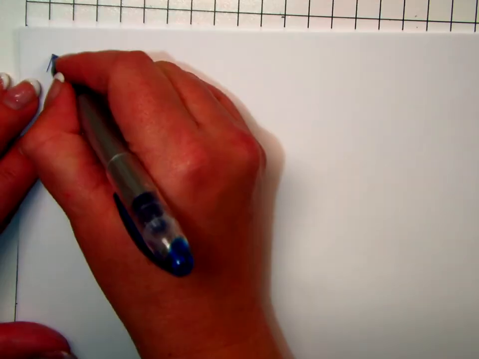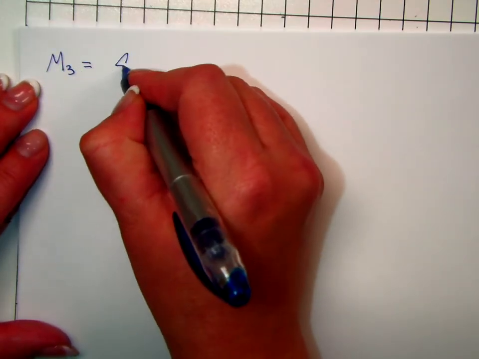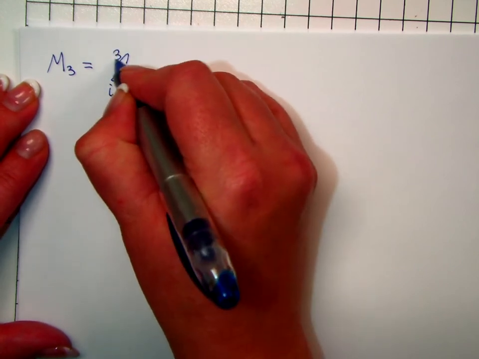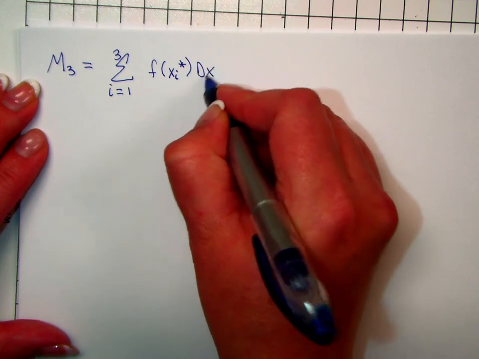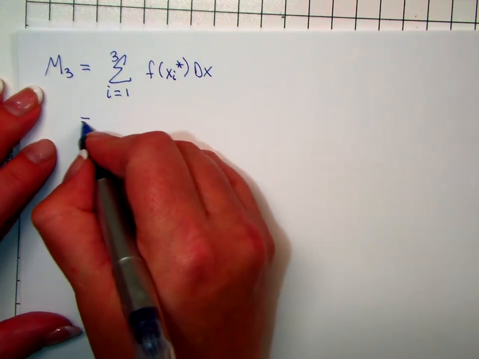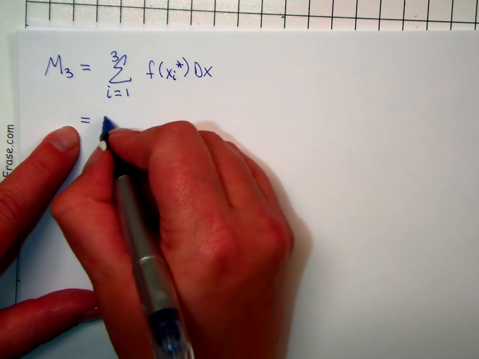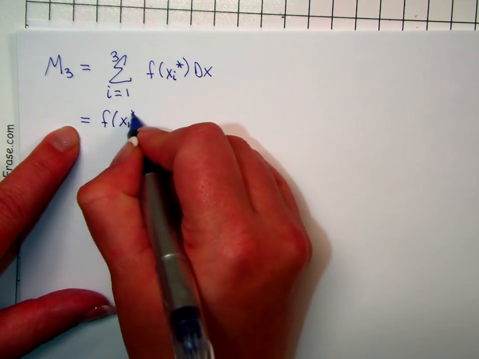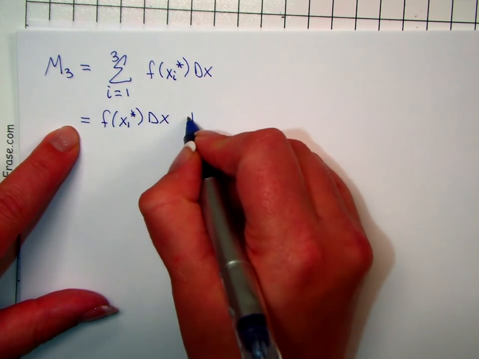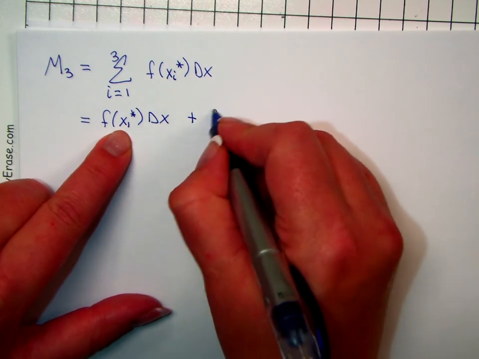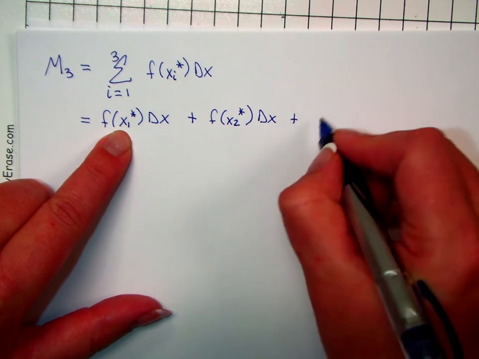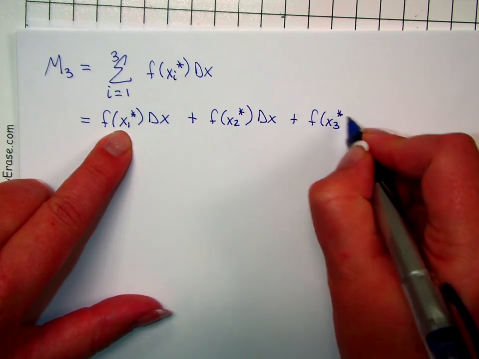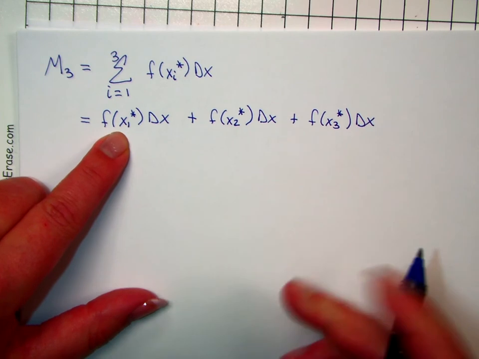So the midpoint with 3 is going to be the summation from i equals 1 to 3 of f of x of i star times delta x. So if I enumerate that, plug 1 in first, we're going to do f of x of 1 star times delta x. Increase the index by 1, f of x of 2 star times delta x. Increase the index by 1 again, x of 3 star times delta x, right?